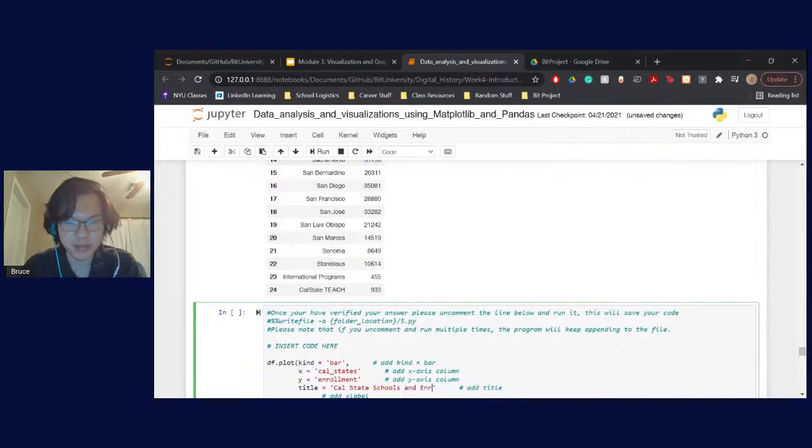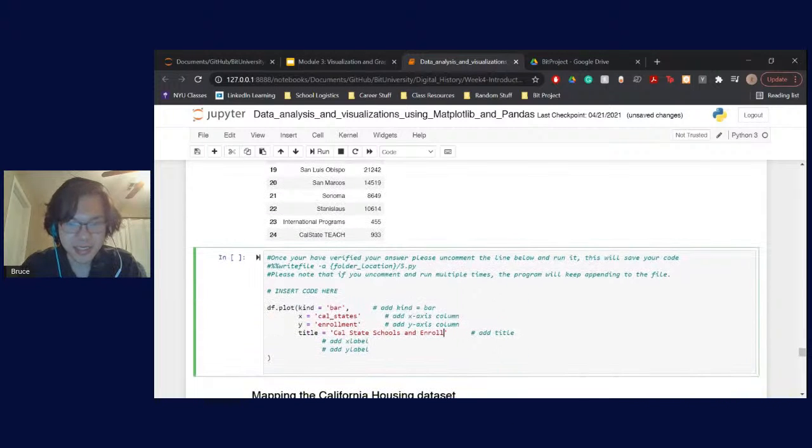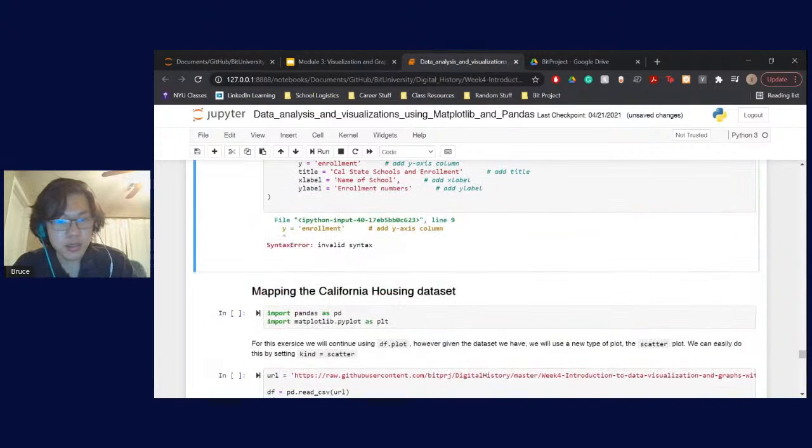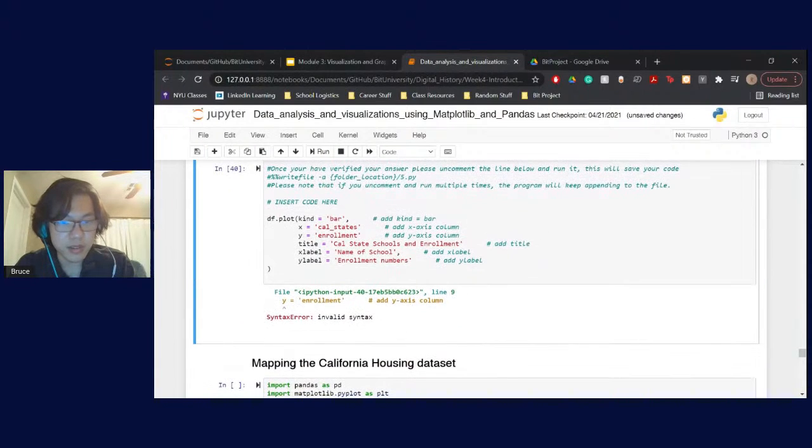Schools and enrollment. What is the x-axis? The x-axis is the name of the school. And the y label is... wondering what is that looking at? That's looking at enrollment numbers. Valid syntax, y is equal to enrollment.